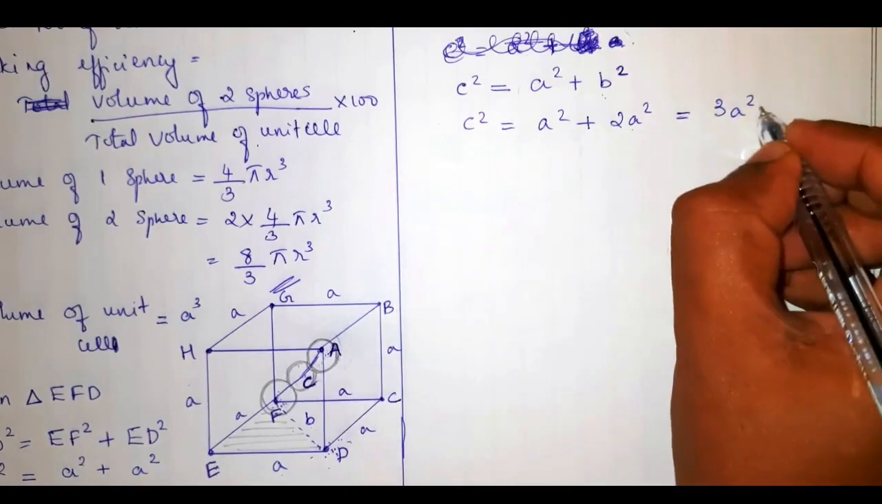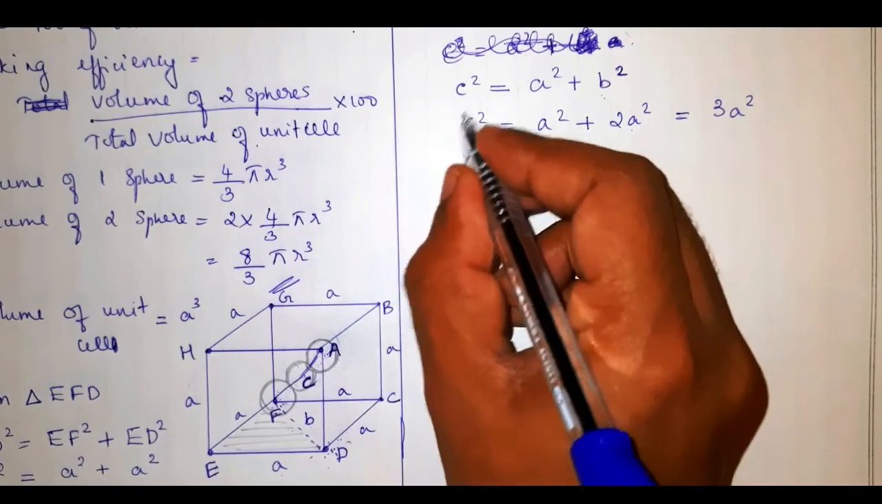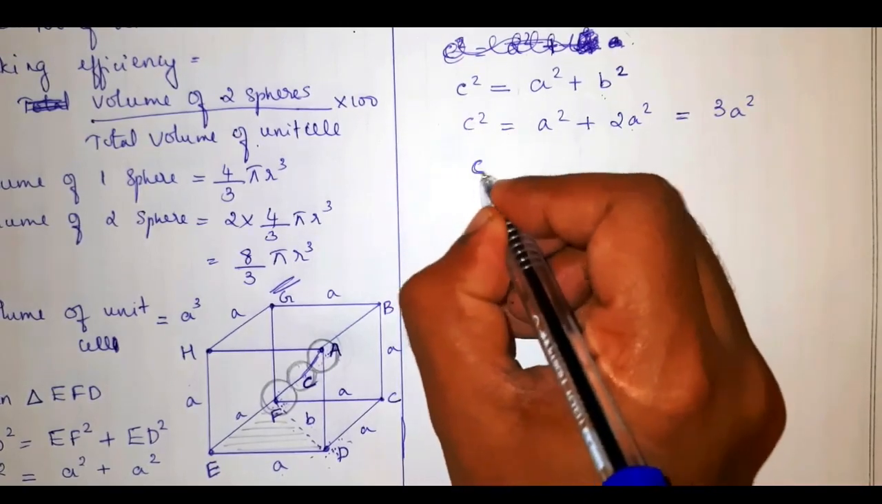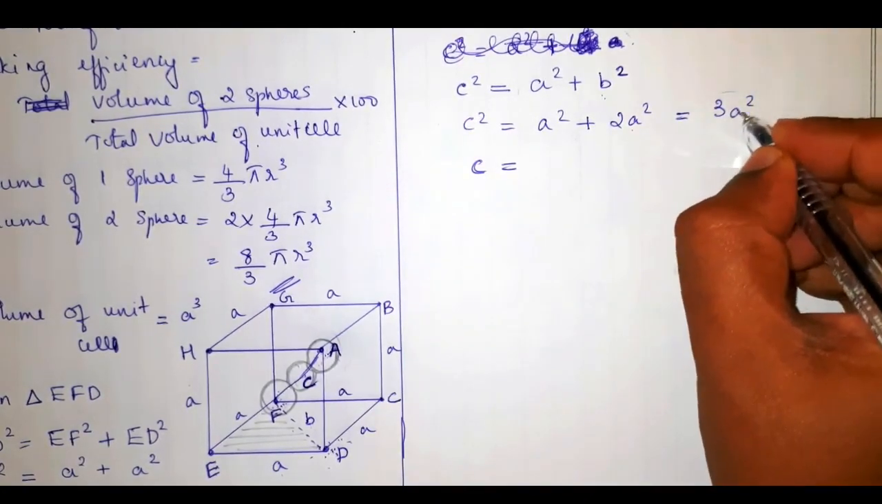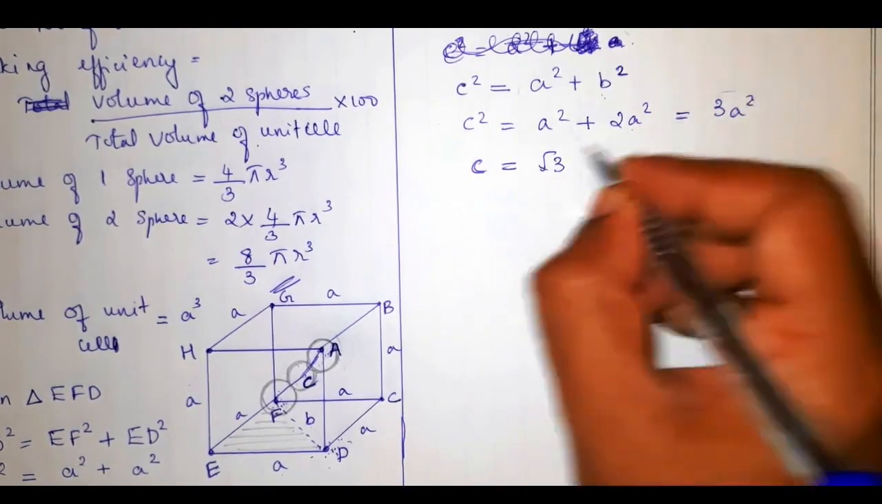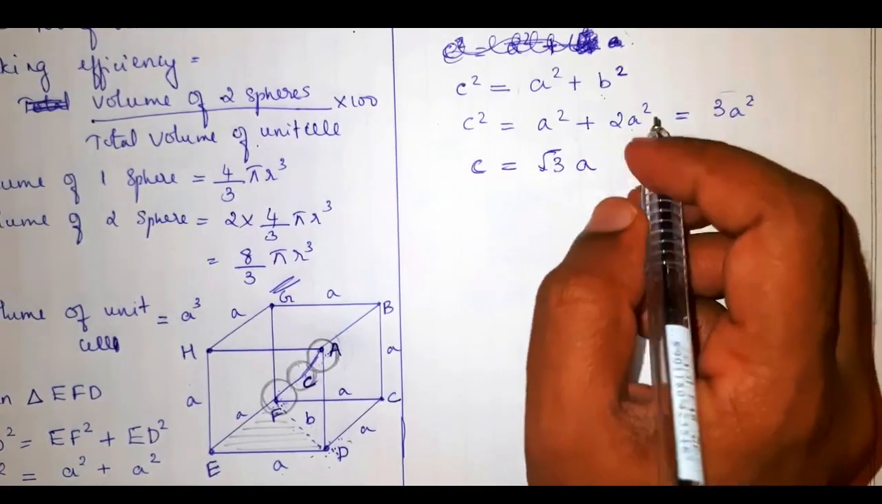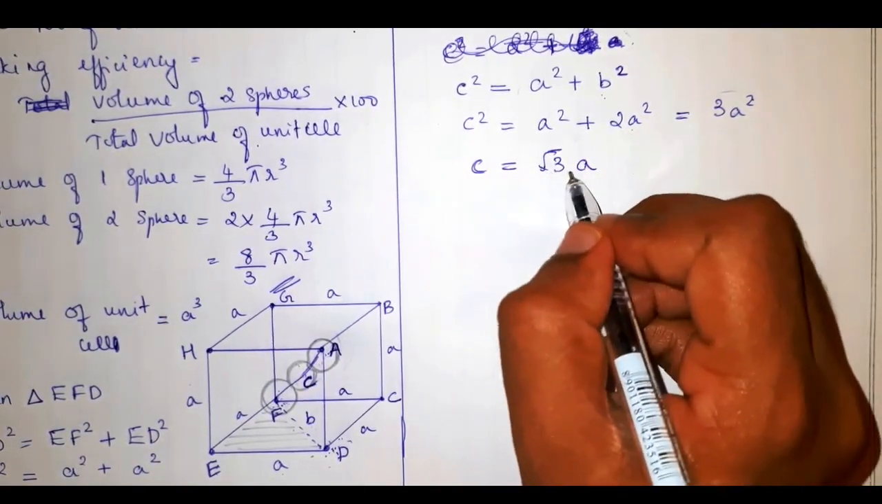Now to remove this square, what you have to do? You have to root it. So when you root C square, you will get the answer as C. So C is equal to root 3A square. You will get root 3, and A square and root you can cancel, you will get A. So that root is only for 3, not for A. So C you got it as root 3A.